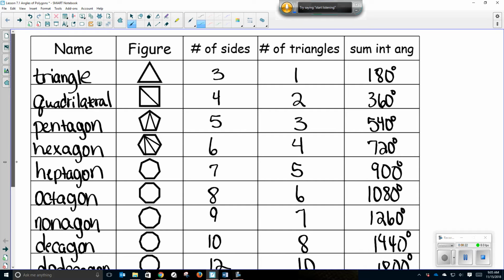So what is a shortcut if I wanted to know the sum of the interior angles of a 50-sided polygon? What could I do? There's got to be something based off the number of sides that we could do to find the sum of the interior angles of any polygon. What's the relationship between the number of sides and the number of triangles?